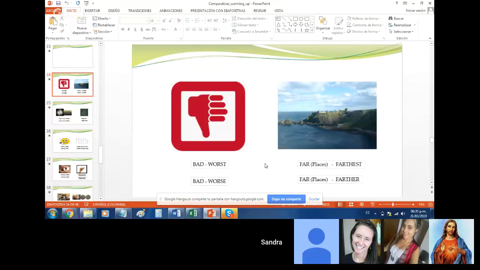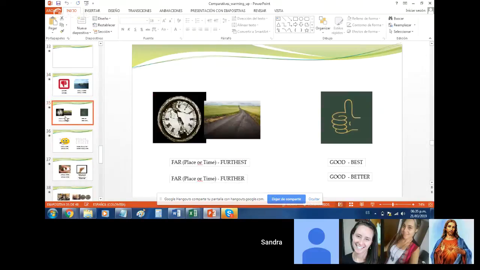So, in terms of places, far, farthest. If we're going to use far to talk about places, to compare something, we use farther. For example, far, we have another meaning for far. If we talk about place or time, its superlative form is furthest. Or if we talk about place or time, we use further. As you know, good, its superlative form is best, and its comparative form is better.